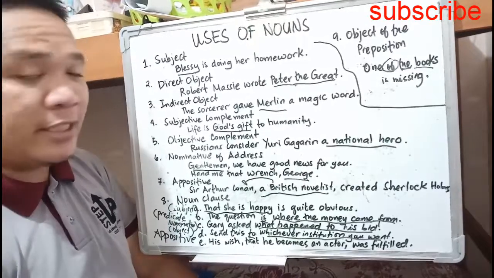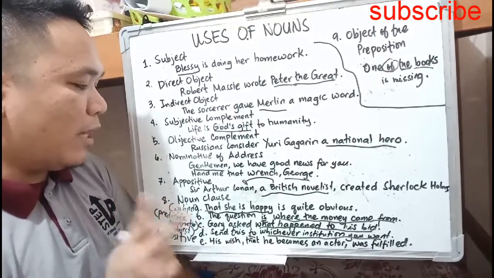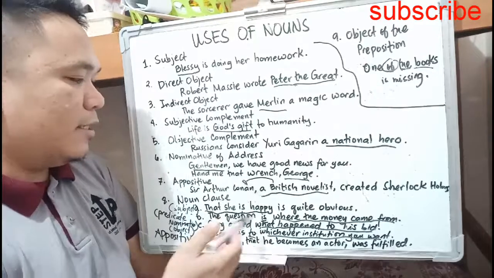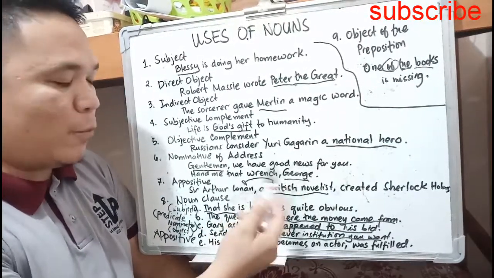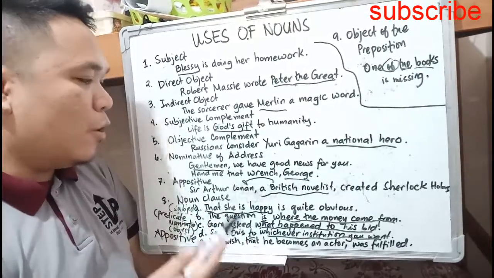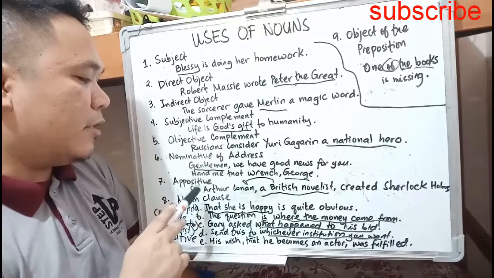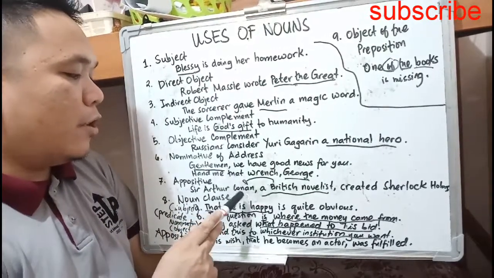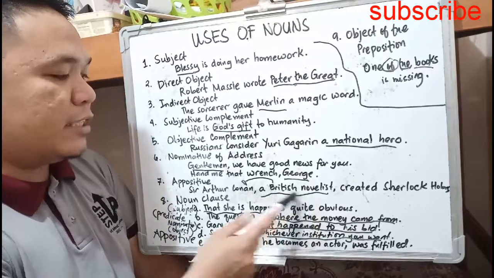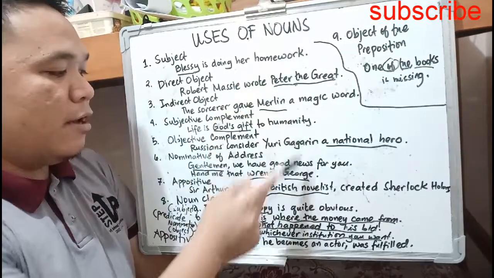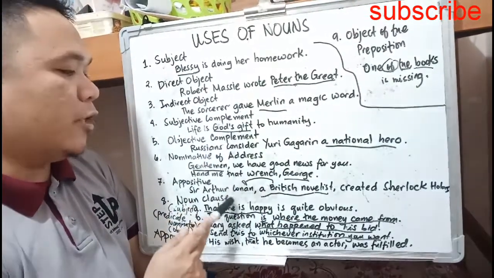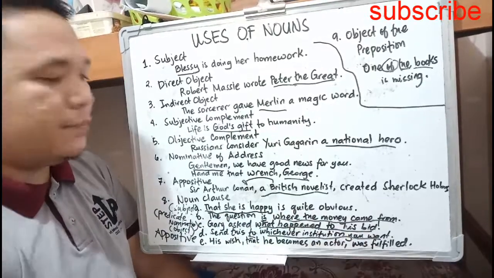Next, number seven, we have appositive. One of the things that we look at for an appositive is the usage of two commas. Like this one. When it is between commas, that will serve as an appositive, referring back or renaming Sir Arthur Conan. Sir Arthur Conan Doyle, a British novelist, created Sherlock Holmes. A British novelist is a noun functioning as an appositive. So a British novelist is Sir Arthur Conan Doyle, who created Sherlock Holmes.